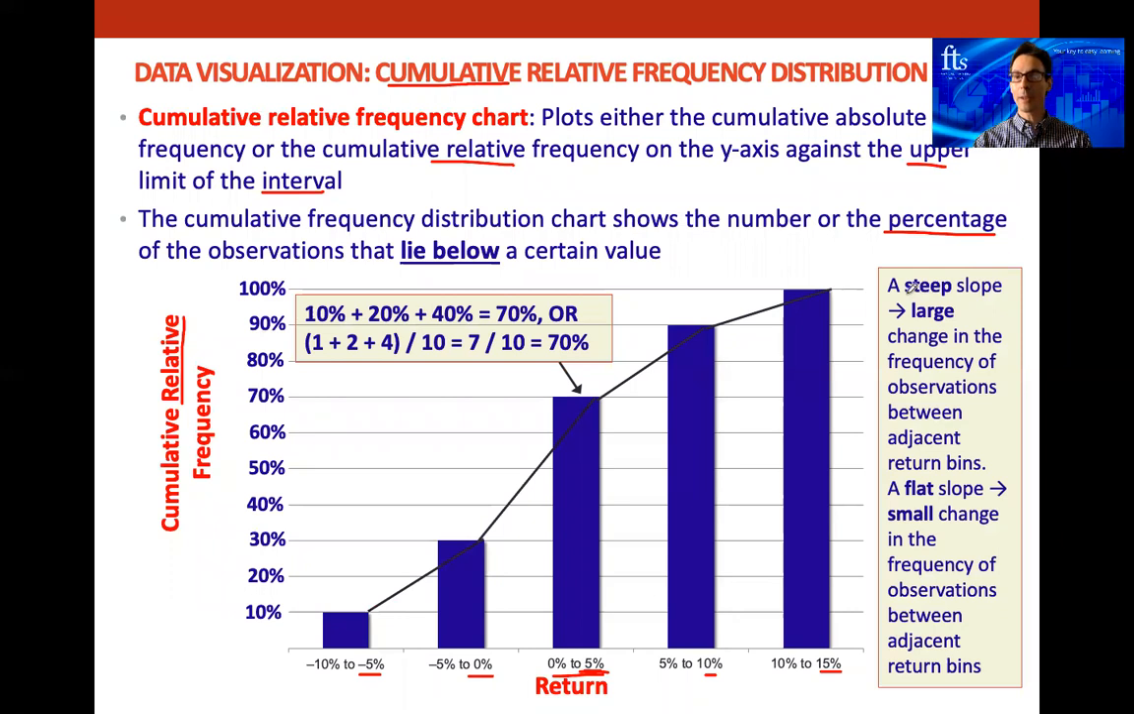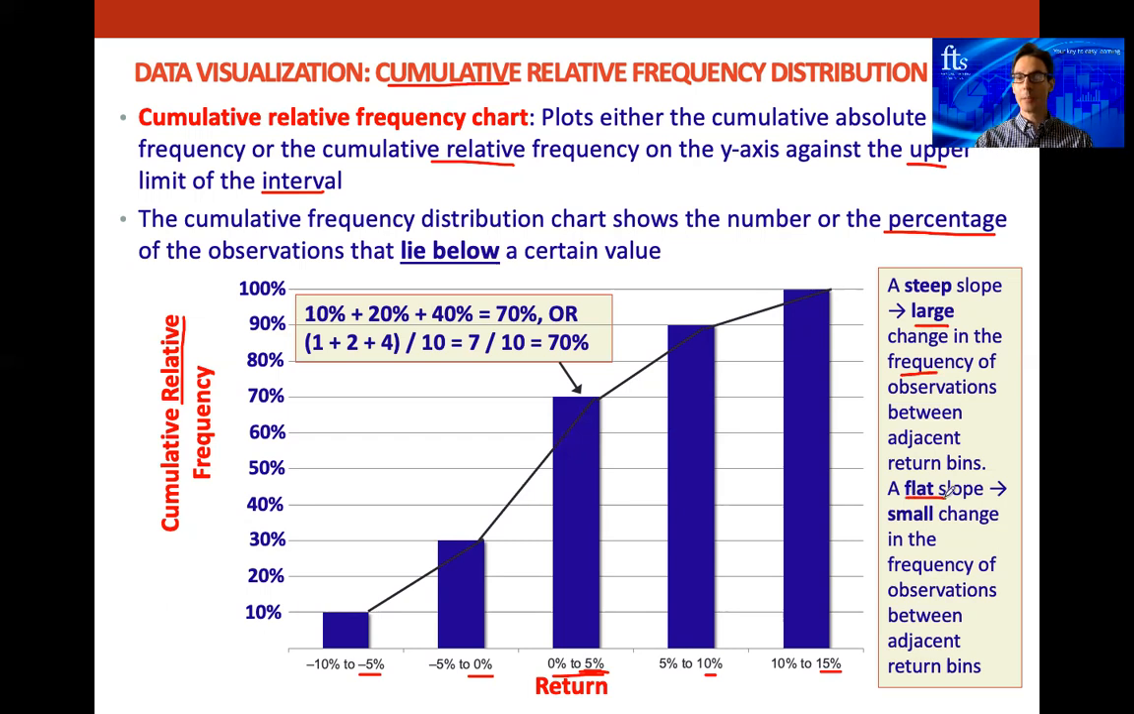I just made a note here on the right-hand side. If we've got a steep slope, like over there, from that interval to that interval, that's looking pretty steep. This means that there's going to be a large change in the frequency of observations between adjacent return bins, as we go from one bin to the next. Remember, I think we had 1 observation in our first bin, then 2 in the second bin, then we went to 4. We're going from 2 to 4. That's quite a big jump. So that's why it's pretty steep over there.